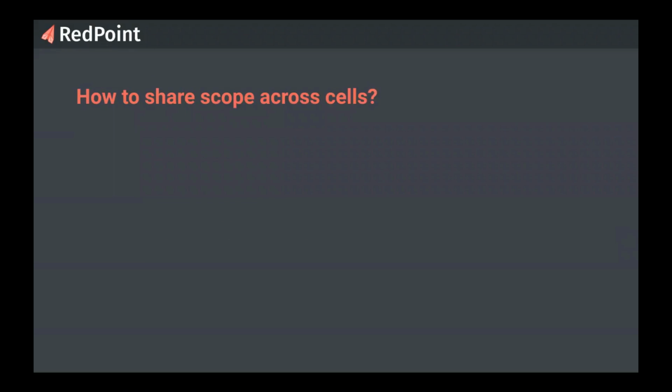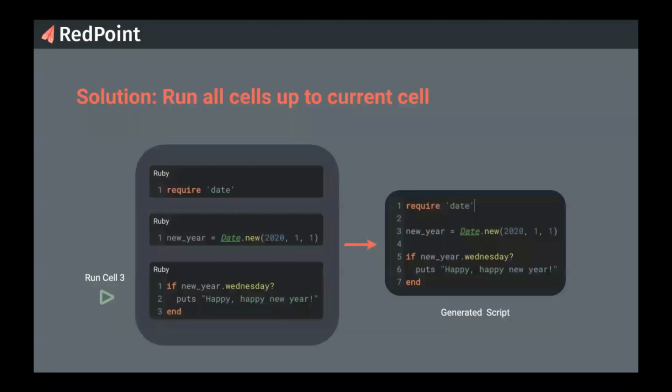So first, how do we share scope across different cells? We do this by sending over each cell of a given language to the server where the cells are combined into a single script. This allows the user to know that if they have declared a variable in cell 2 here, we see new year, we know that it will be in scope in the third cell.